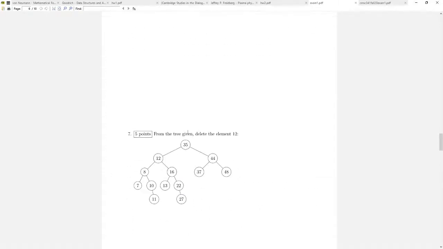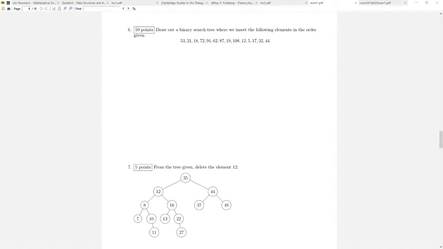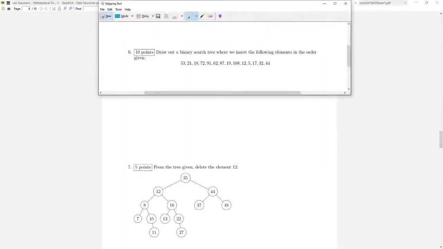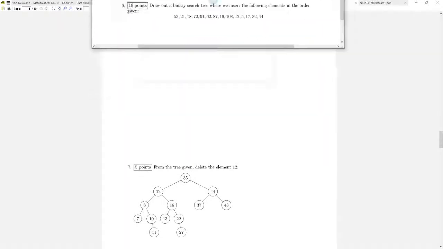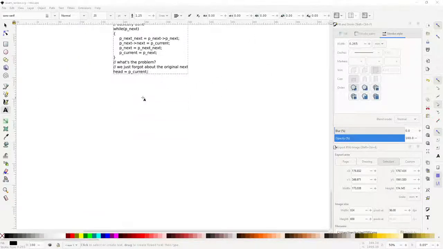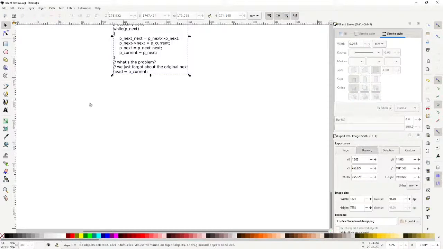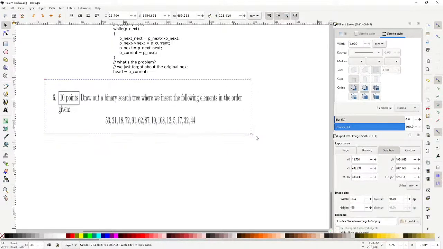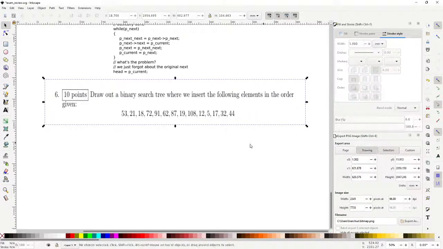Okay, so let's copy paste this problem. Let's see, where is my snipping tool? Let's snip it, and then let us paste it into here. Oh man, that is small. Whatever. Okay.